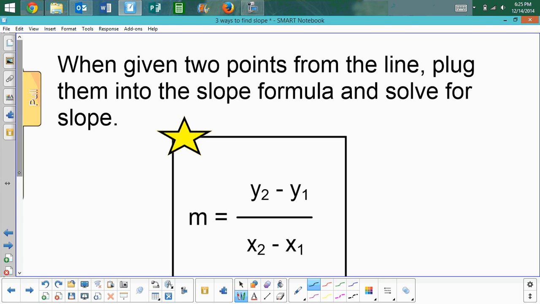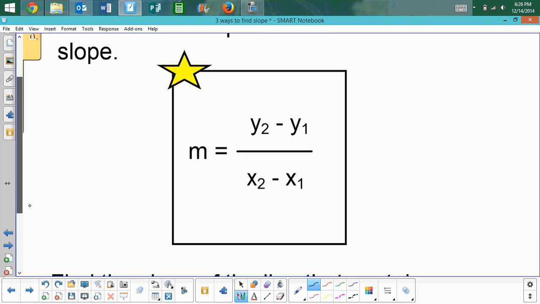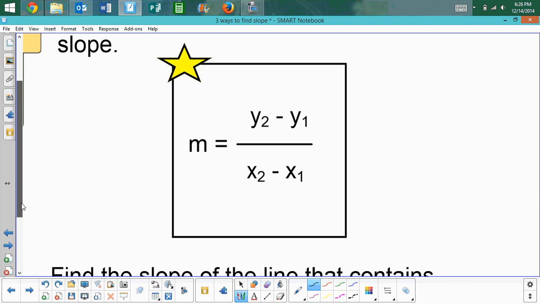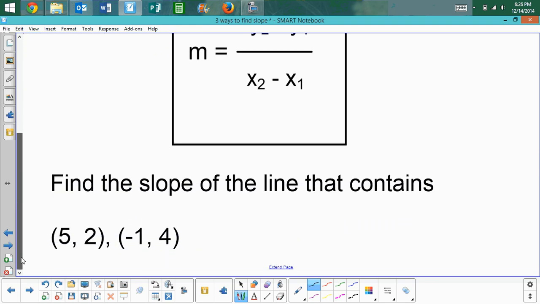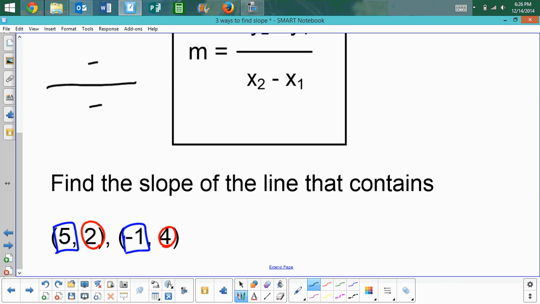Now, you guys were really, really good at this last week in finding the slope when you're given 2 points. This was the second way that we talked about finding slope. So when you're given a set of points, we talked about circle your y's, box your x's, draw the fraction bar with your minus signs, and then we're going to plug in those points. So this is going to be 4 minus 2. And then on the bottom, we have negative 1 minus 5.